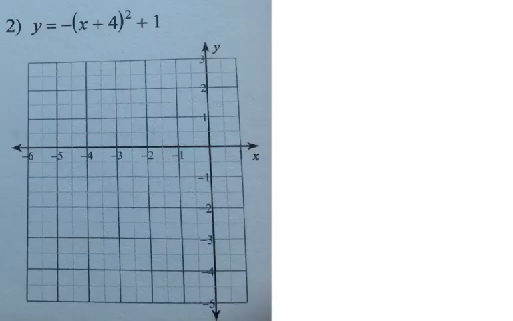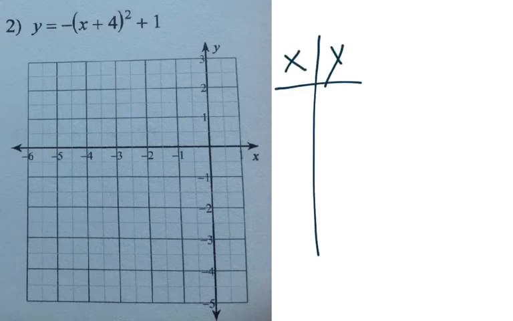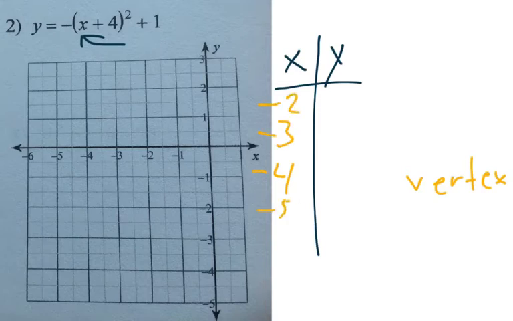Let's do one more. Again, how do we start? We start by making a table. We look right in the middle of our parentheses. What plus 4 is 0? -4 plus 4 is 0. And that's going to be what we call our vertex. Right? Now I'm just going to count up a couple numbers and down a couple numbers.